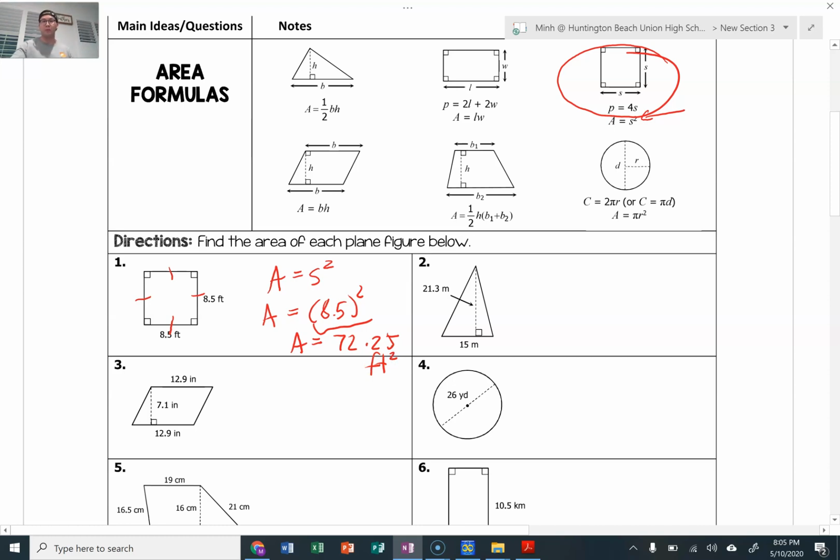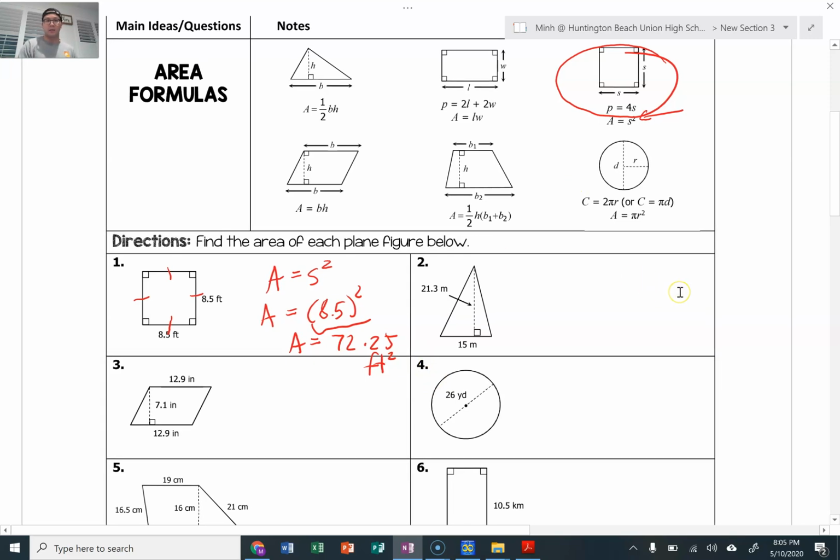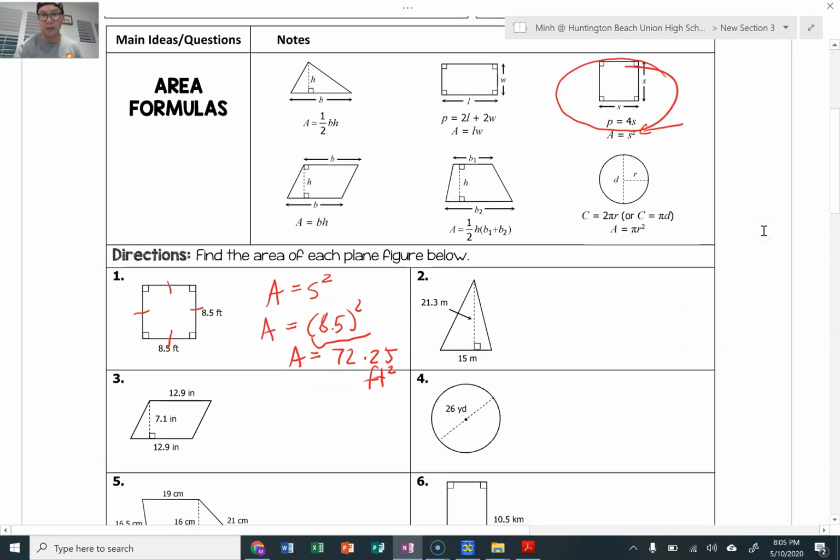So now, the next thing is let's talk about other shapes. Let's do number two. We got a triangle, right? Triangle is pretty simple. What I want you guys to note for finding the area of a triangle is that the base and the height, those are the sides that always form the right angle. It's the same thing with the other figures too. You want to find the right angle. The right angle is formed right over here for number two, and the two numbers that form it are the height of 21.3 and the base of 15.